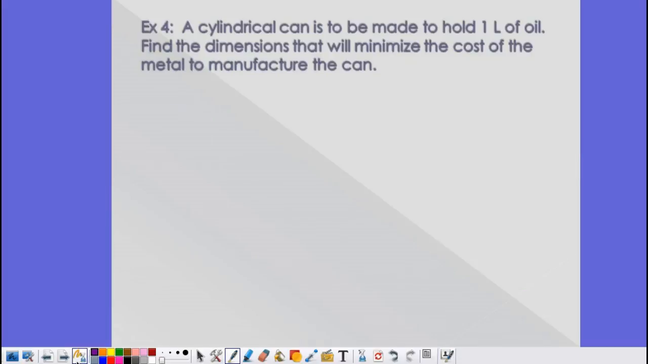Okay. Let's talk about the cylindrical can. A cylindrical can is to be made to hold 1 liter of oil. Find the dimensions that will minimize the cost of the metal to manufacture the can.